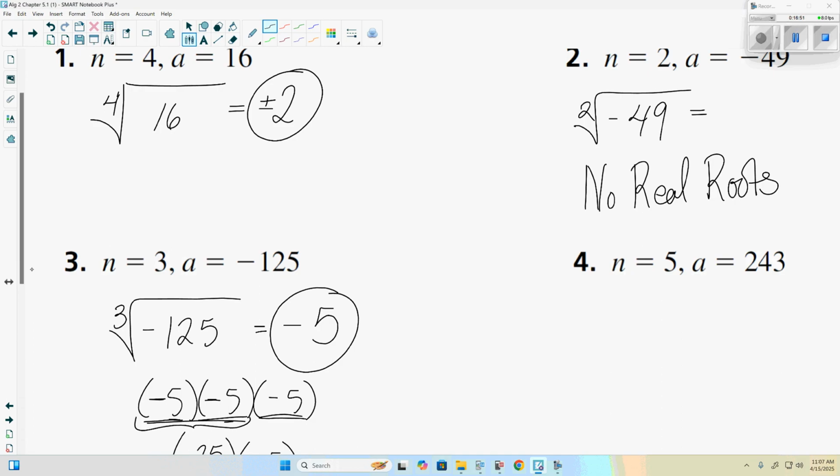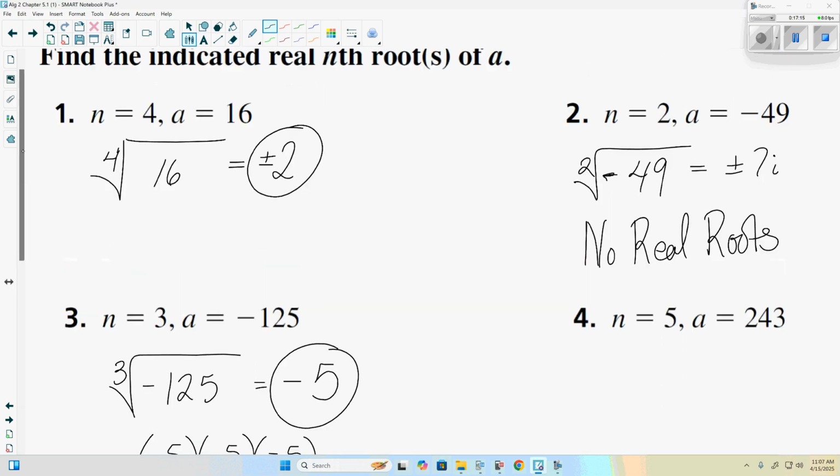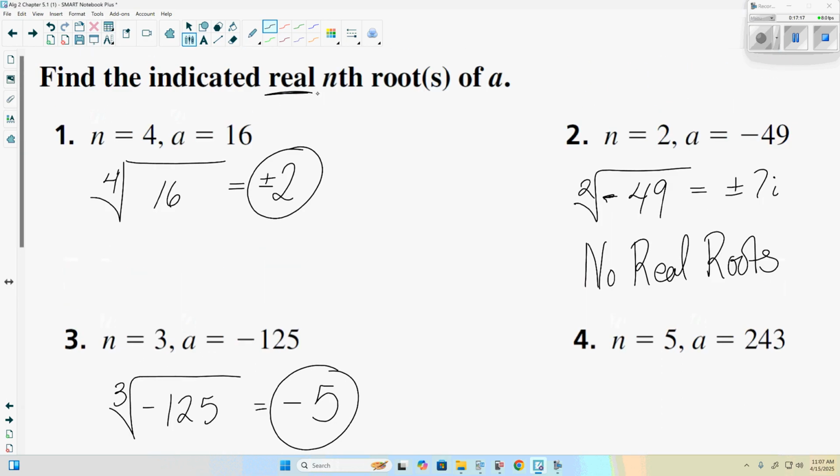Because here, with that negative, there's no way to multiply a number by itself and get a negative. Anytime we multiply a negative by a negative, we get a positive, and a positive is still a positive. There are roots. It's 7i. i is not real. In this part of the section, we're looking for real roots. So we can't take an even root of a negative. It just doesn't work.